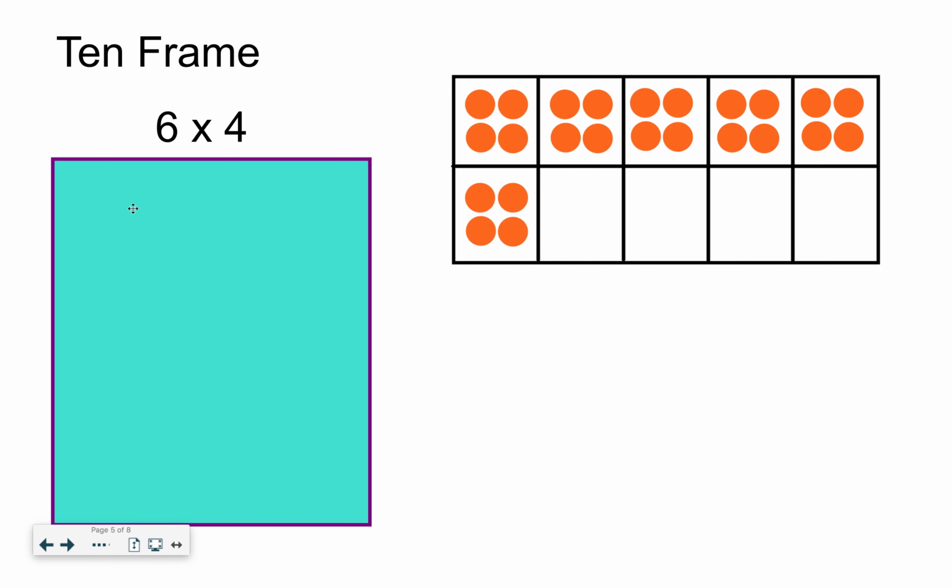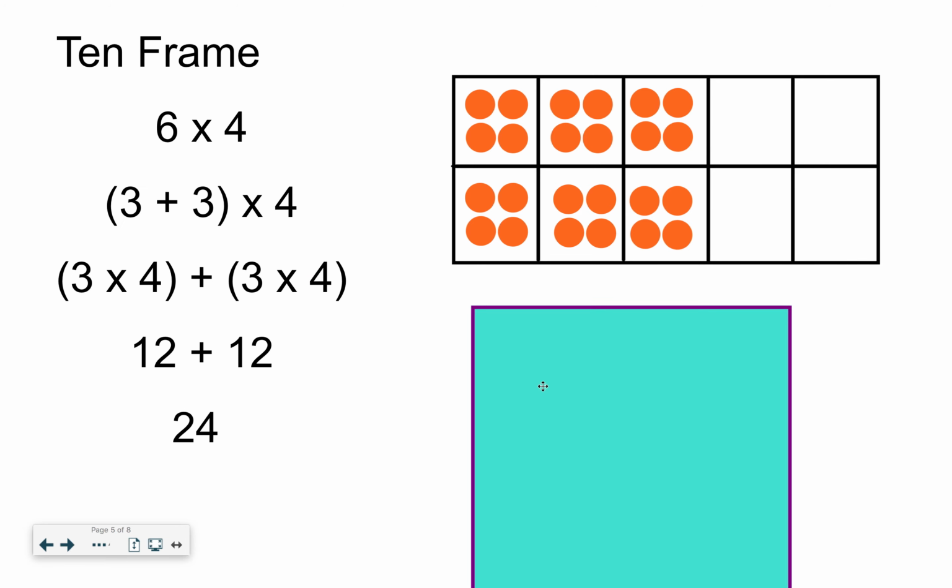So maybe you like your 5s, or as we said, maybe you like doubles better. So instead, I could see 6 times 4 is this. So now what I did is I see 3 groups of 4, which is 12, and another 3 groups of 4, which is 12, and 12 plus 12 is 24. I'm going to get the same answer.